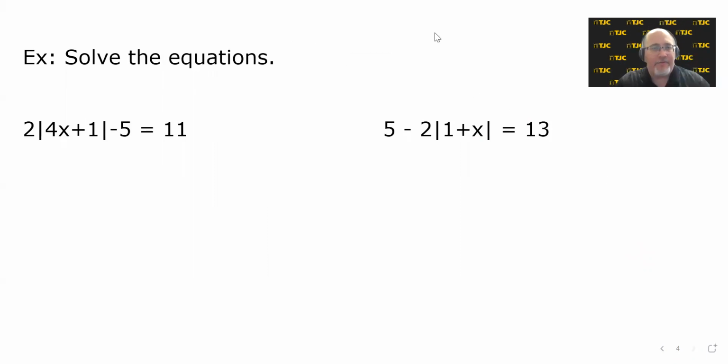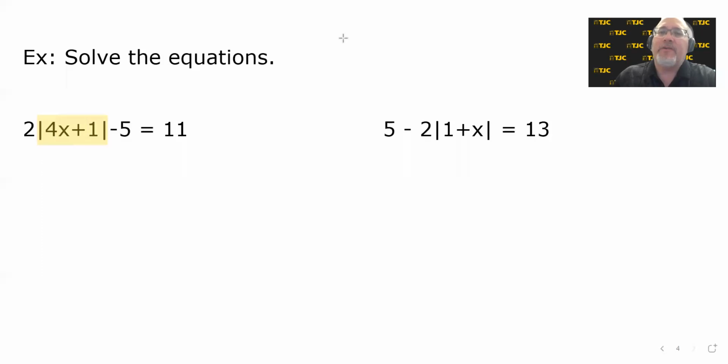All right, let's begin with the first one. Solve the equation. 2 times the absolute value of 4x plus 1, followed by minus 5, is equal to 11. Well, this is not a basic absolute value equation because the absolute value is not by itself. So our first set of moves is geared towards getting that absolute value that I just highlighted by itself. So we need to concentrate on getting rid of the 2 and the negative 5, or specifically getting rid of the 2 that's multiplied and the 5 that's subtracted.